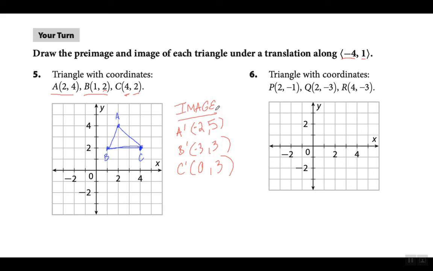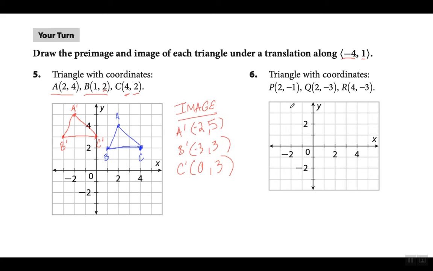Alright, so those are the coordinates for my image. Let me graph it, and let's make sure it looks right. Okay, so A prime is at negative 2, positive 5. B prime is at negative 3, positive 3. And C prime is at 0, positive 3. Alright, and there's my answer.